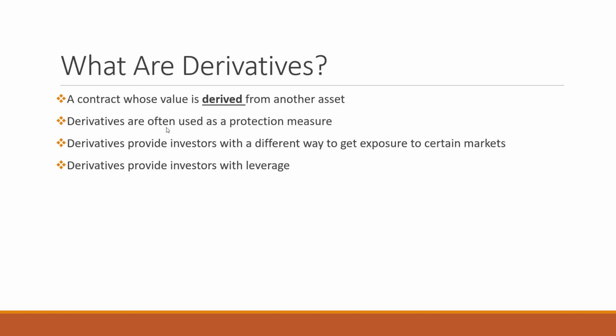They'll then take a look at the contents in the house. What's the value of the contents? So all of these factors come into play, and that determines the value of that insurance policy. The value of the policy is going to be derived from the value of your house and the contents within the house, and then the other risks around it. And derivatives work in exactly the same way. And because of that, they often get used as a protection measure.